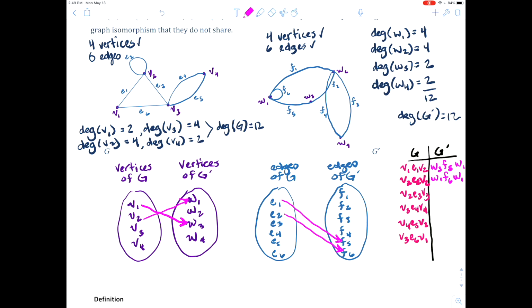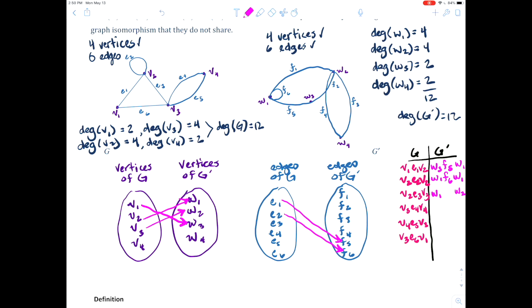All right, so now again, we have V2 mapping to W1, so we're still good there. Now V3, we haven't figured out yet. V3 is the other one with degree 4. There's only one other vertex in G prime that has a degree of 4, and that was W2. So I'm going to say that V3 would have to map to W2.